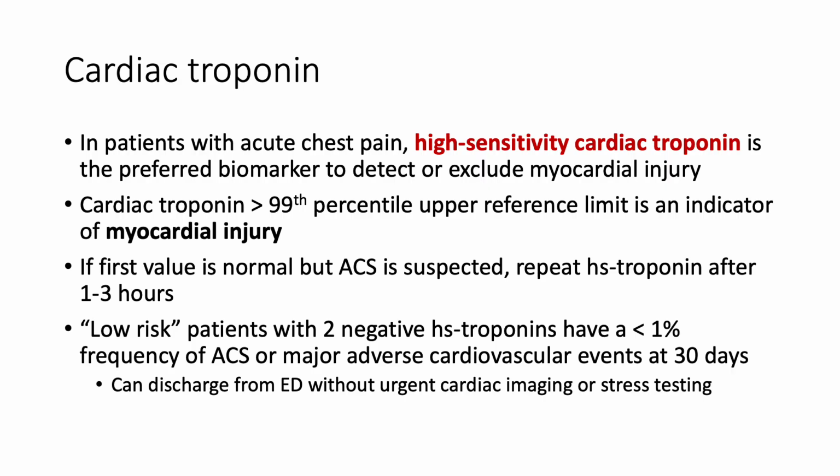Cardiac troponin is the preferred biomarker to detect myocardial injury. So if you have a cardiac troponin that's more than the 99th percentile of the upper reference limit, that does suggest myocardial injury. If you check a troponin in a patient with suspected ACS and it's normal, you should repeat a high sensitivity troponin in 1 to 3 hours. And if the patient has 2 negative high sensitivity troponins over 1 to 3 hours, then they have a very low likelihood of ACS and major cardiovascular events. So those patients you can discharge from the ER without further urgent workup.